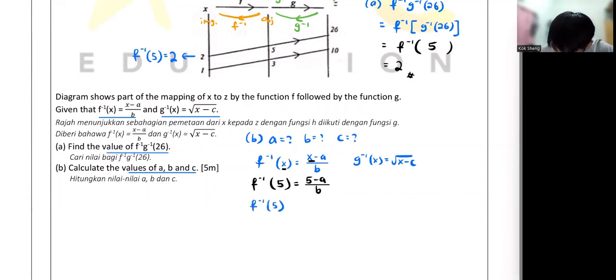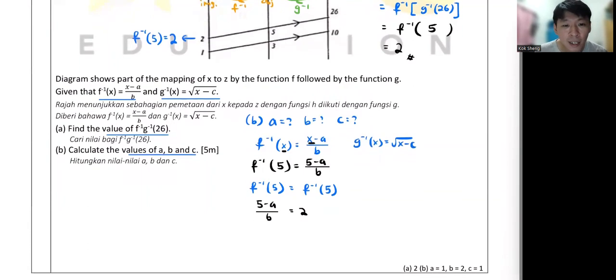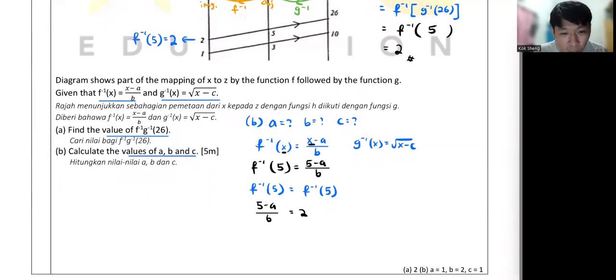You have f negative 1 of 5 equals to 2 and equals to 5 minus a over b. So they are both the same. They are both also f negative 1 bracket 5. So both you can equal. But of course, all the blue color step you can skip. I just show you the full step here only. Okay, 5 minus a over b equals to 2.